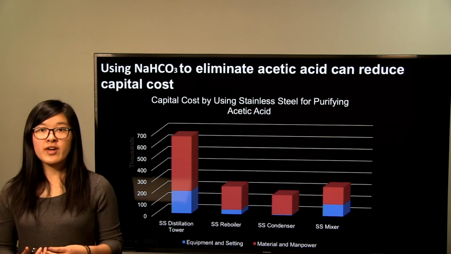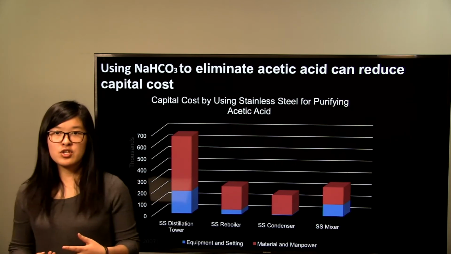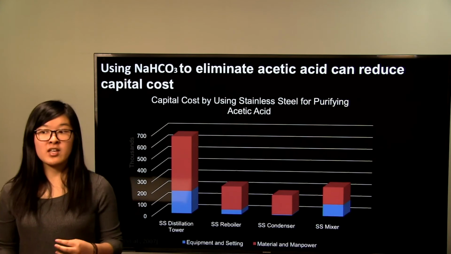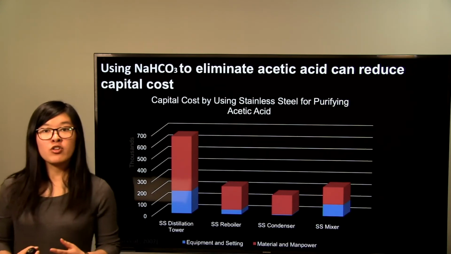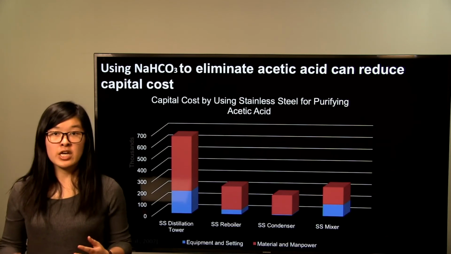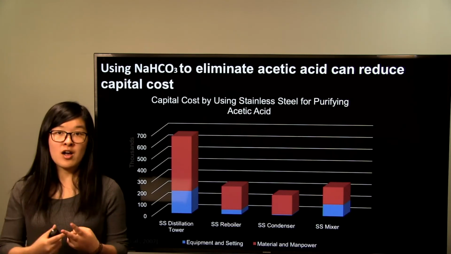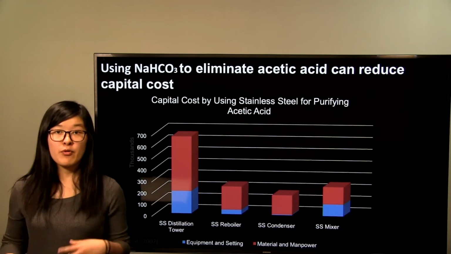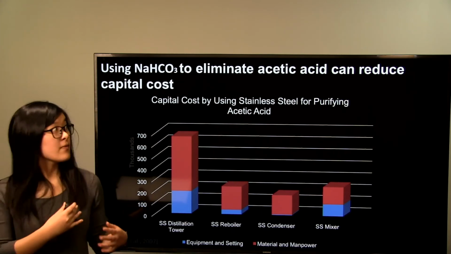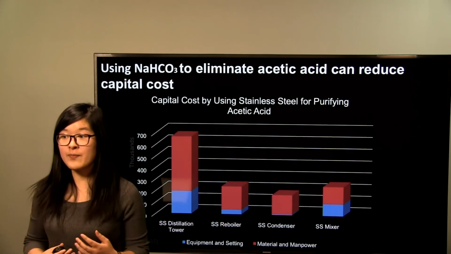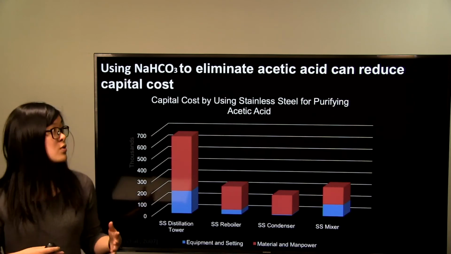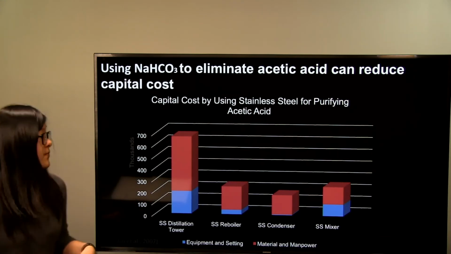Okay, so another thing we can do to design the plant is to eliminate acetic acid first by adding sodium bicarbonate in the waste stream. As we all know, acetic acid is pretty corrosive, so we have to use stainless steel to store or process acetic acid in order to prevent corrosion. But the price for the stainless steel is pretty high. So if we can eliminate acetic acid first, we can reduce the capital cost greatly.